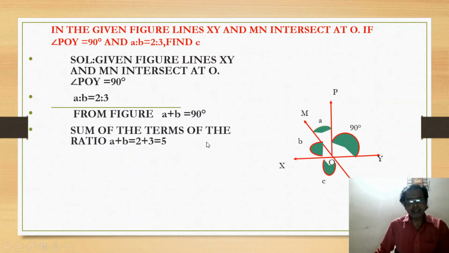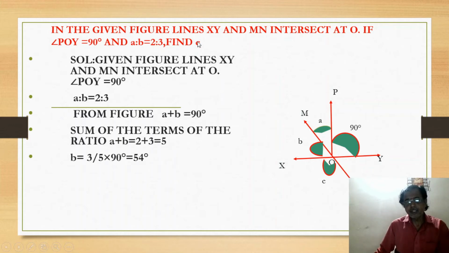Now the sum of the terms of the ratio, same method: 2 plus 3 is equal to 5. So actually we have to find here A and B values, but first of all we need to get the B value. So B is equal to 3 by 5 into 90 degrees, that is simply 54 degrees. Then 5 ones are 5, 5 threes are 15, 5 18s are 90, so 3 18s are 54 degrees. So we got 54 degrees.